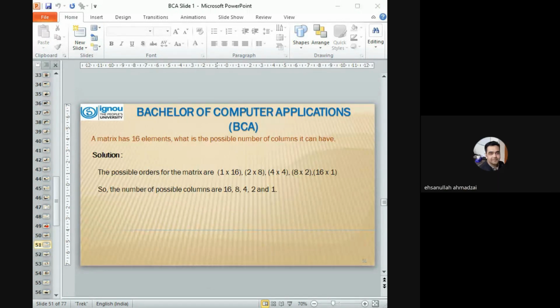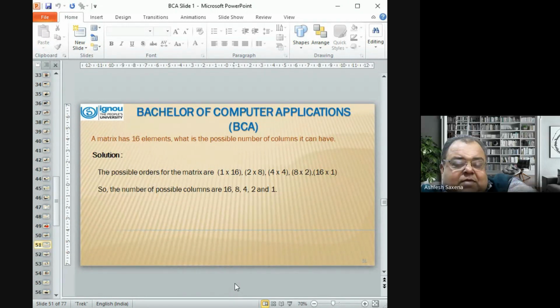For these reasons, the possible orders are 1 by 16, 2 by 8, 4 by 4, 8 by 2, and 16 by 1. Absolutely correct. But now we have to complete the answer. How many possible columns are there?